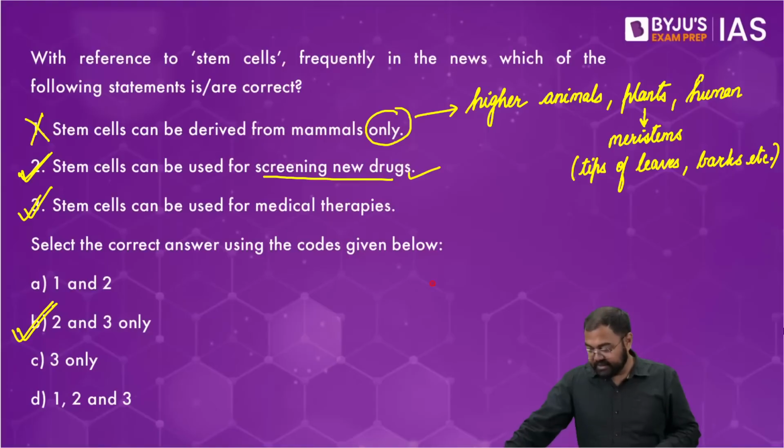Can organs other than the liver rejuvenate themselves? Not really, they can't. The liver has that property, but most of the other organs don't.